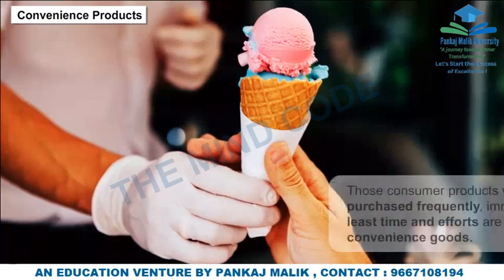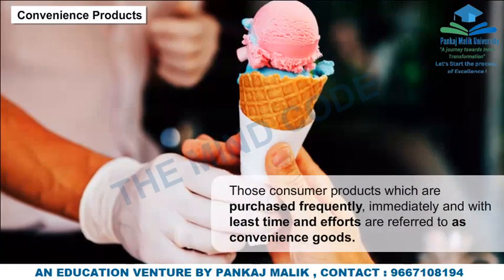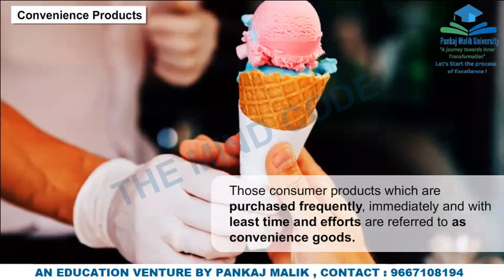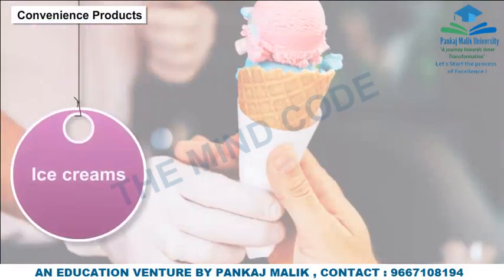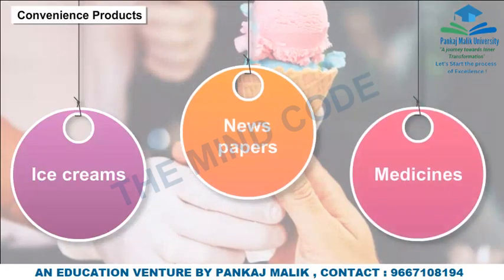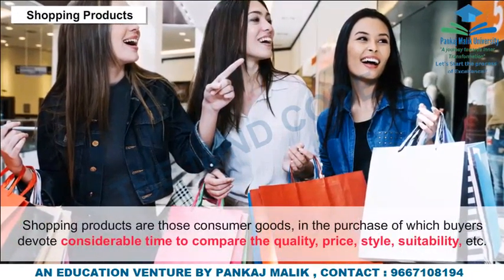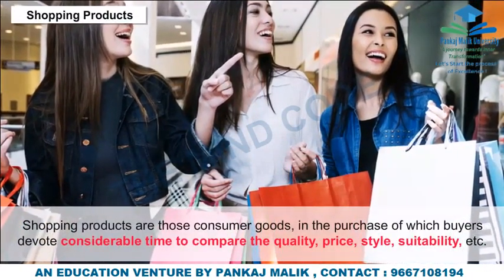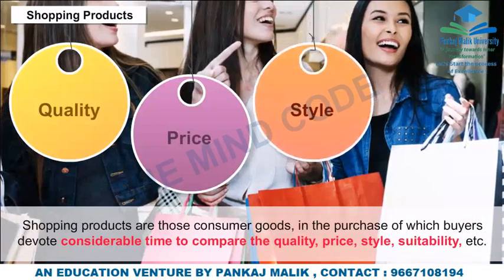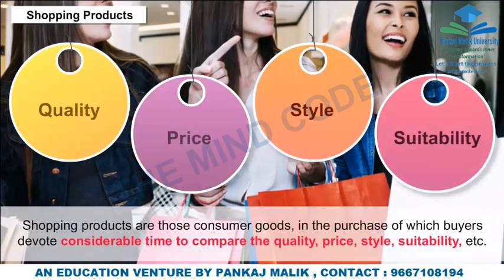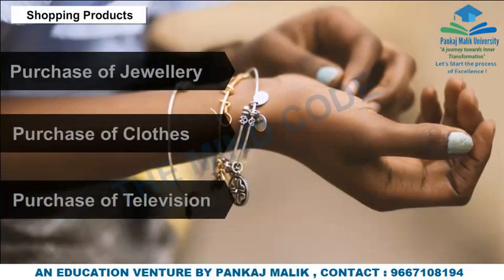Convenience products. Those consumer products which are purchased frequently, immediately, and with least time and effort are referred to as convenience goods. Examples of such products are ice creams, newspapers, medicines, etc. Shopping products. Shopping products are those consumer goods in the purchase of which buyers devote considerable time to compare the quality, price, style, suitability, etc. For example, purchase of jewelry, clothes, television, etc.